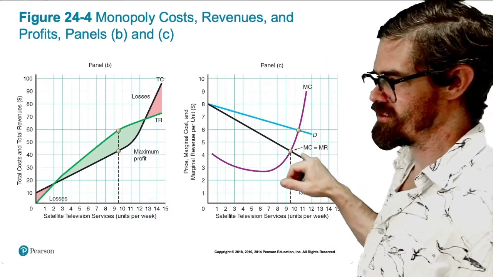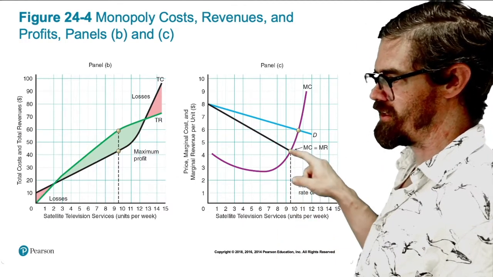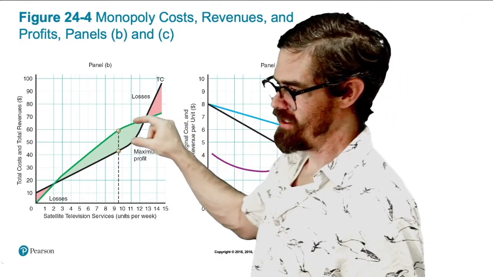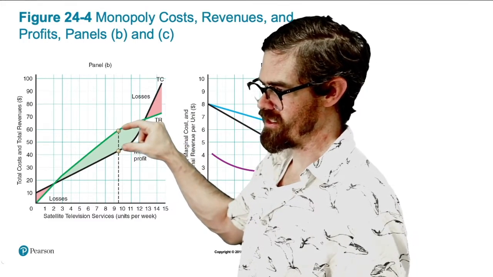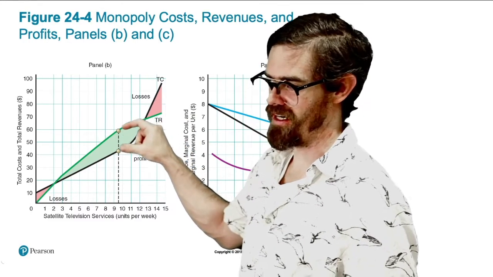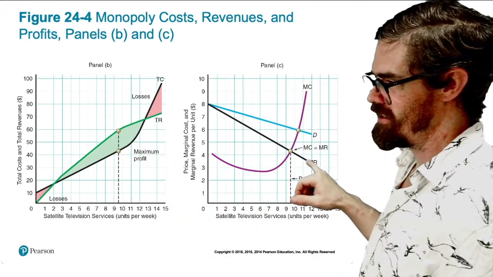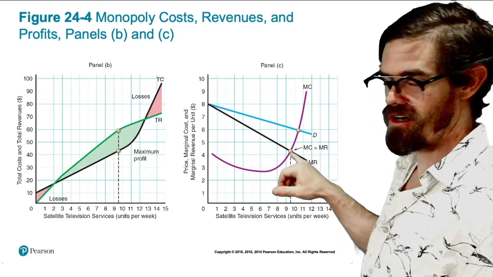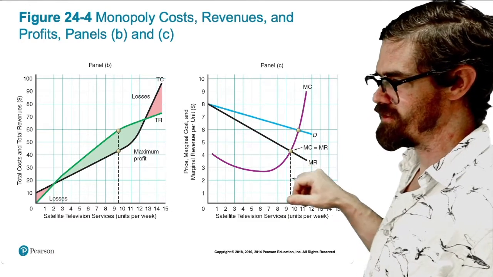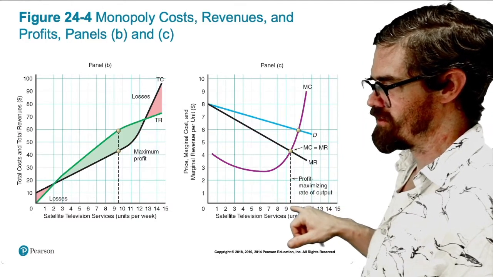I think one reason this approach is more commonly used is it's easier to tell graphically where it is, right? It would be difficult to know exactly where this gap is the biggest. You'd have to get out a ruler and try and figure that out. Whereas here, it's very easy. You don't need a ruler or anything. You just find where marginal cost crosses marginal revenue, right? Okay, so that gives them the profit maximizing output.